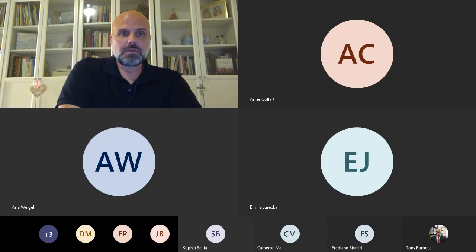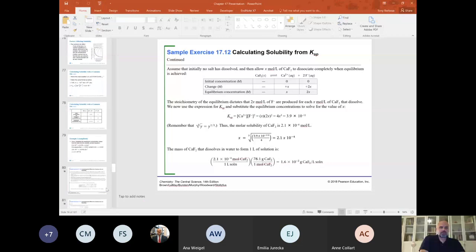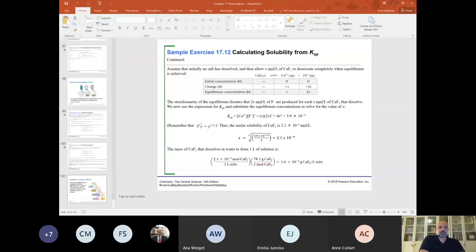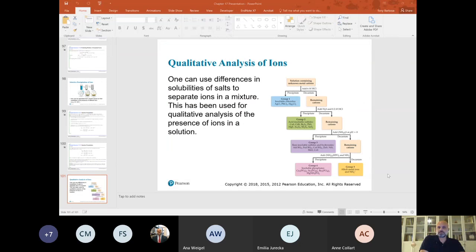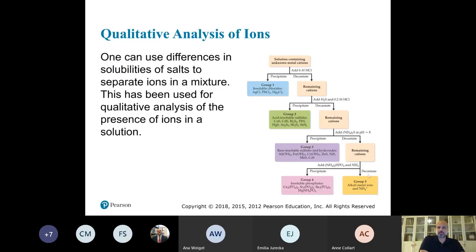Let's see, chapter 17. So if you look here, right, if I asked you to come up with a test that's going to differentiate between, if I say determine whether or not you have lead ions or chromium ions in solution, right?